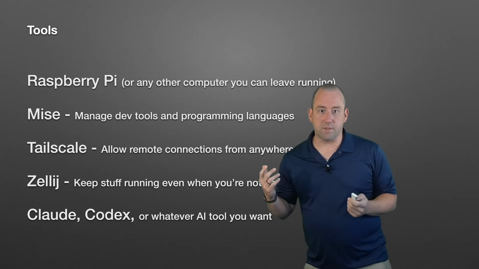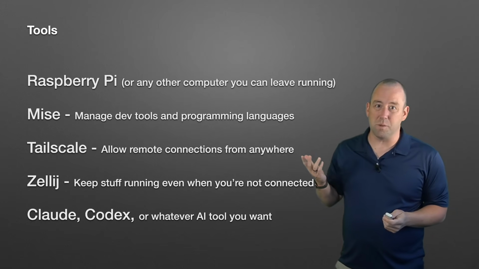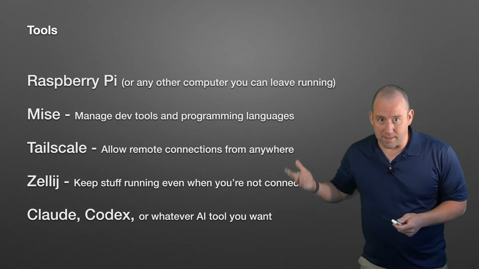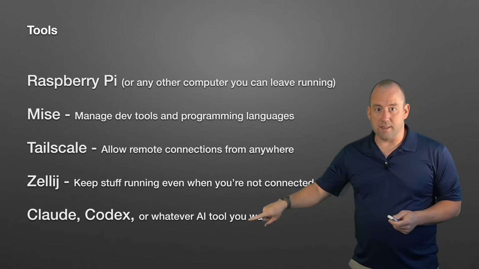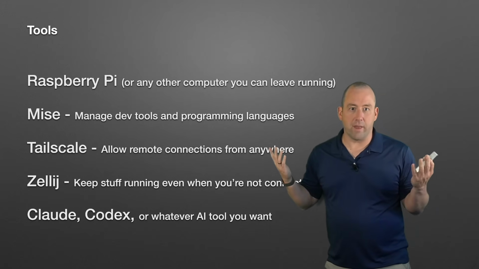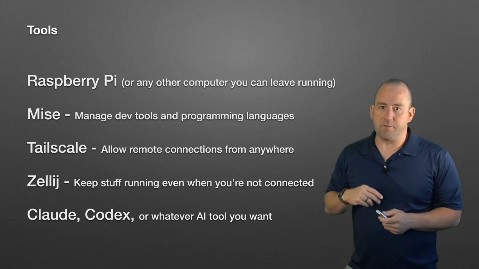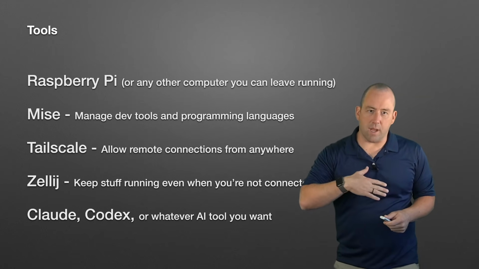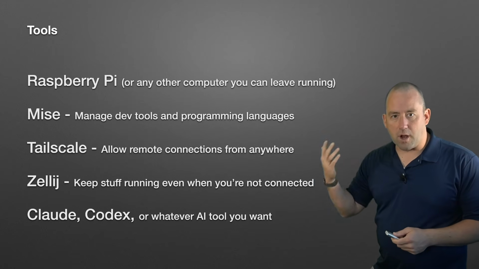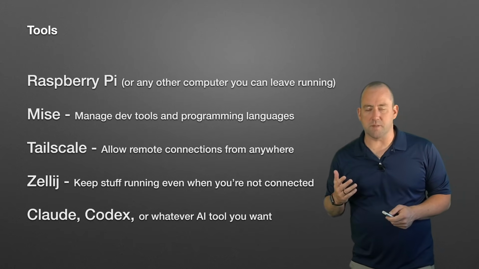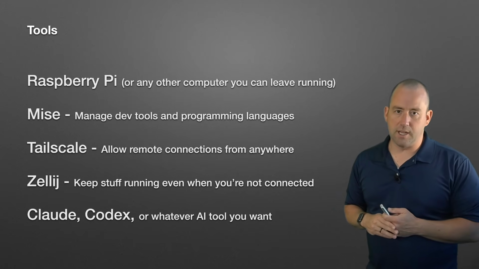And all we're going to need for this is a Raspberry Pi or really any other computer that you can leave running. And these tools, these ones are free. This one's not free, but you know that. You've paid for AI. I'm going to do a little intro into what these tools are. If you're not interested, if you already know it, skip ahead to the next chapter in the video where I walk through how to set this up on your Raspberry Pi or whatever development machine you want.